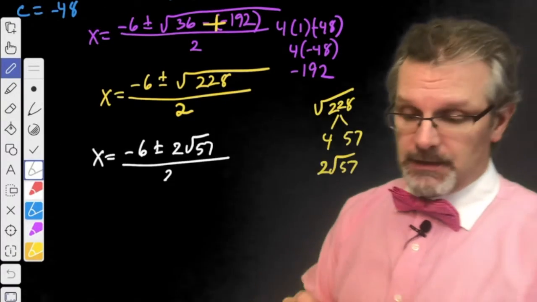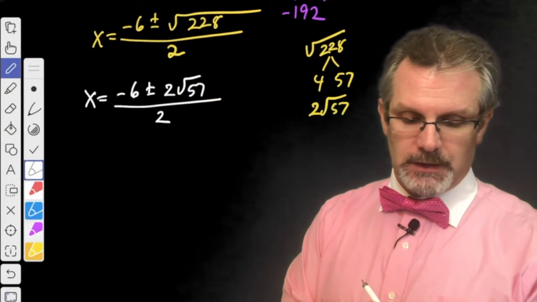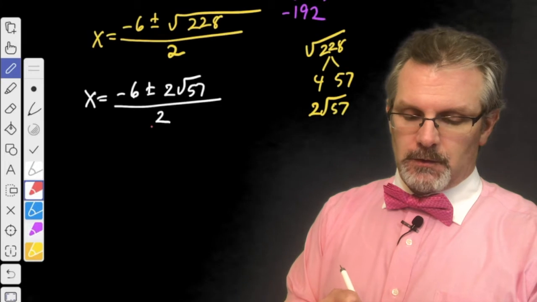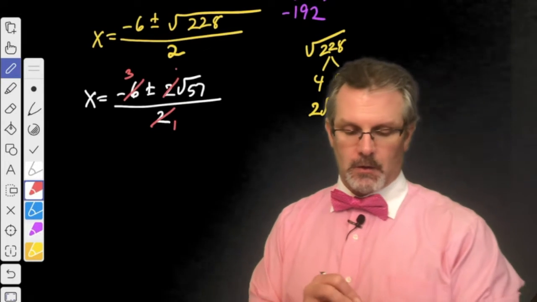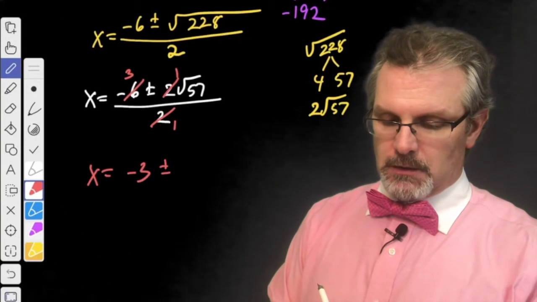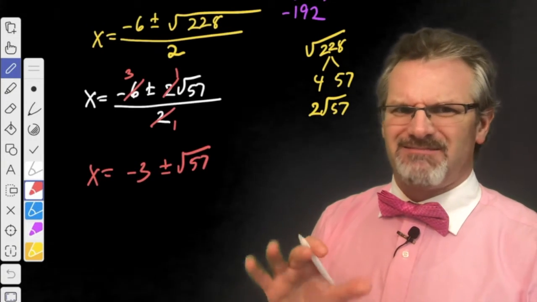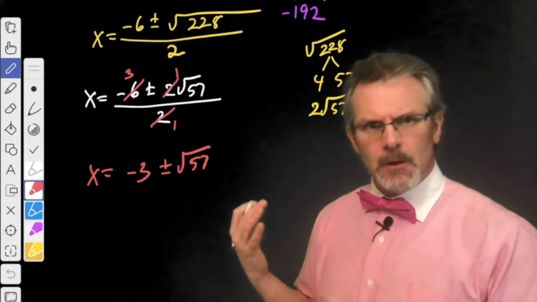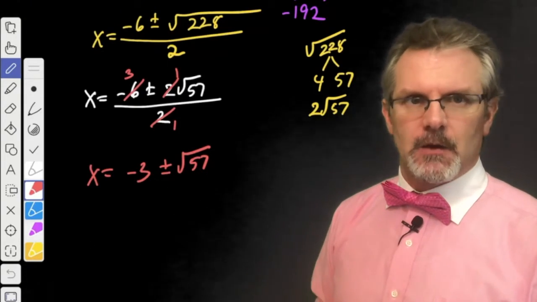Now we can simplify this a little bit more. 2 goes into 2 once, so that's negative 3. There's 1. So x equals negative 3 plus or minus the square root of 57. Now it's all right, but that's getting a little hard to say what the side length of this thing is going to be.